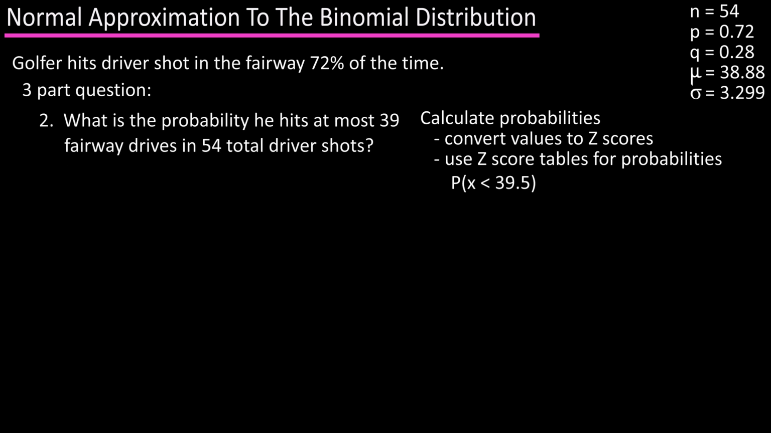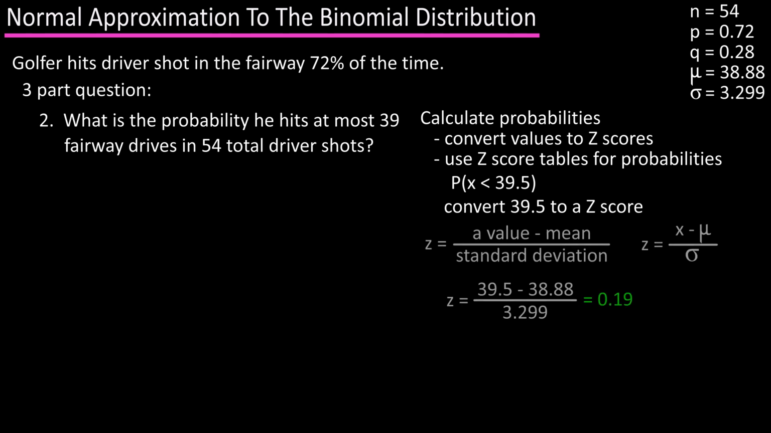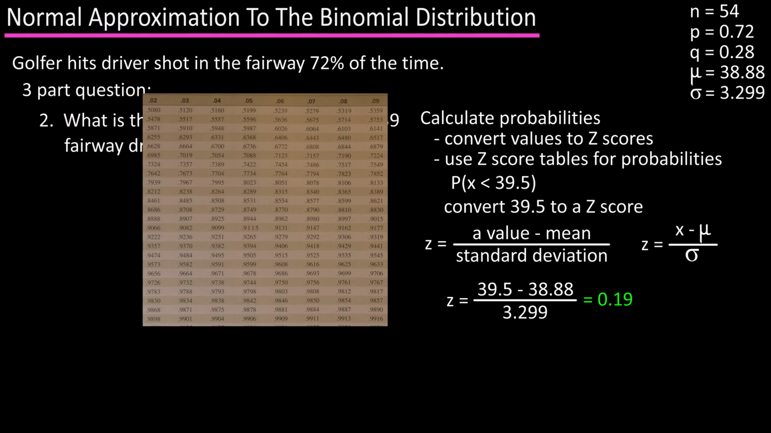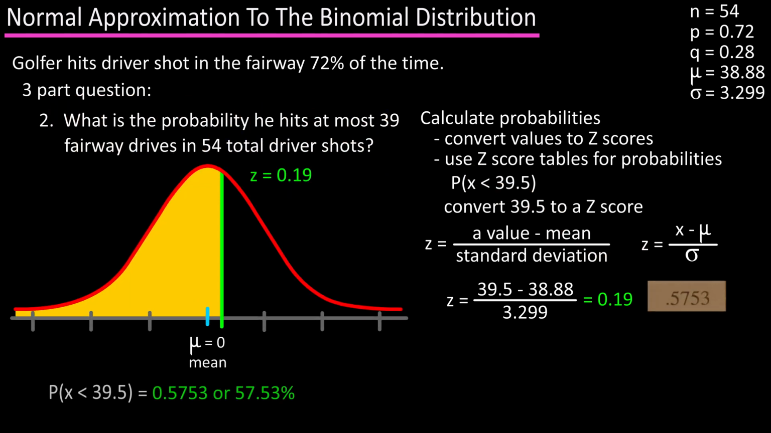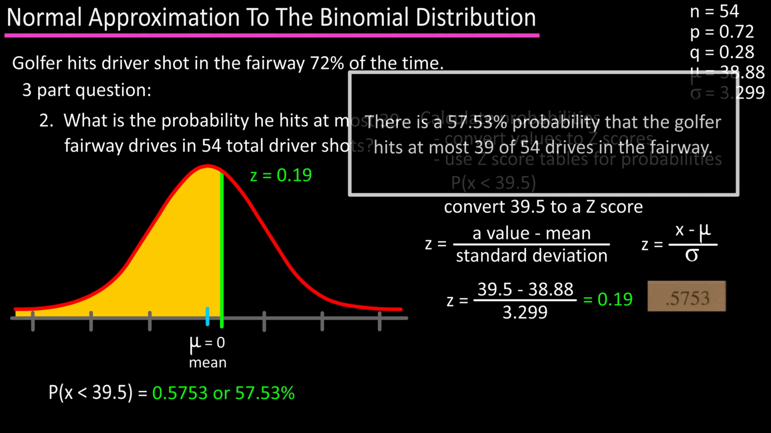Now for question 2, where we want the probability of x less than 39.5. Again, we first convert 39.5 into a z-score, which calculates out to z equals 0.19. Using the z-score table, we get 0.5753 to the left of the z-score, and this is the probability. So there's a 57.53% probability that the golfer hits at most 39 out of 54 drives in the fairway.